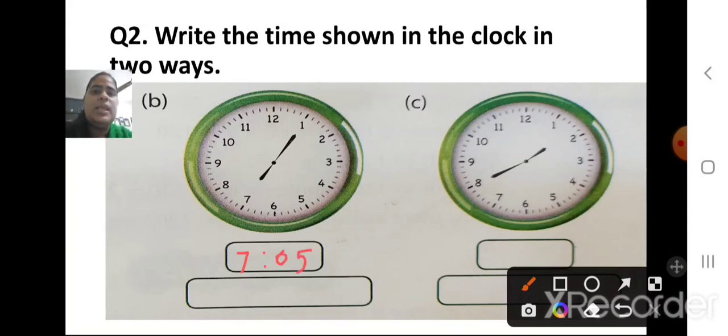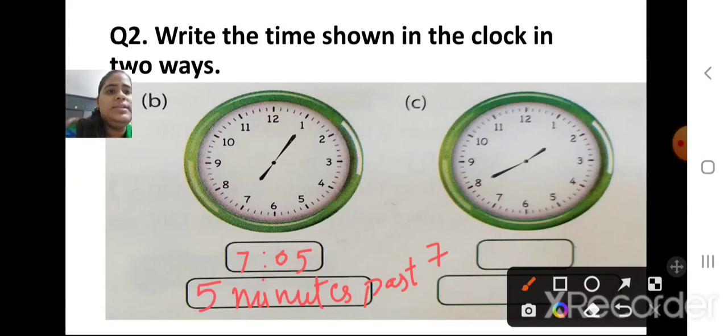Next, we have to write in words. How will we write in words? How many minutes are over, children? 5 minutes are over. So we can write it as 5 minutes past 7.